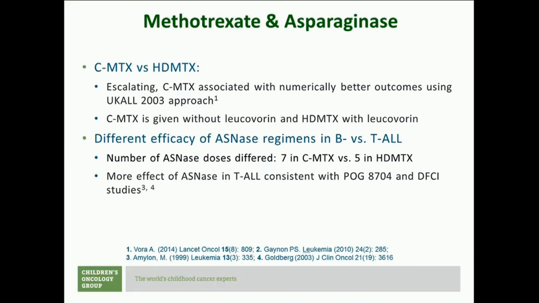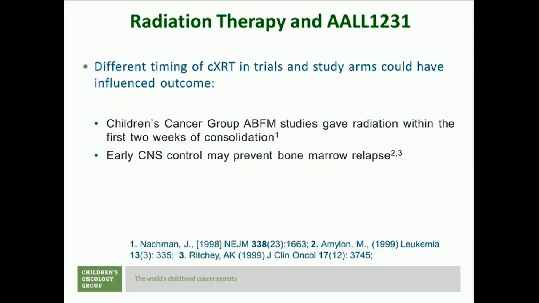And there's a different efficacy of asparaginase in regimens in B-cell and T-cell. So many studies have actually looked at that, at Dana-Farber and some of our colleagues in Europe. And the more asparaginase doses that are given for T-cell, it's consistent with increasing survival. So it might not just be the methotrexate. It might be that we gave them more doses of asparaginase. Then the second thing is the differential timing of cranial radiation, and it could have influenced outcome.